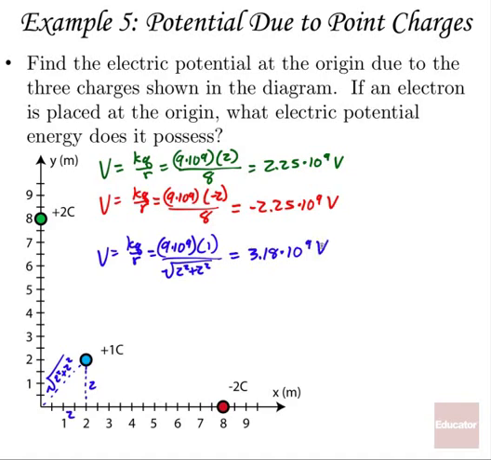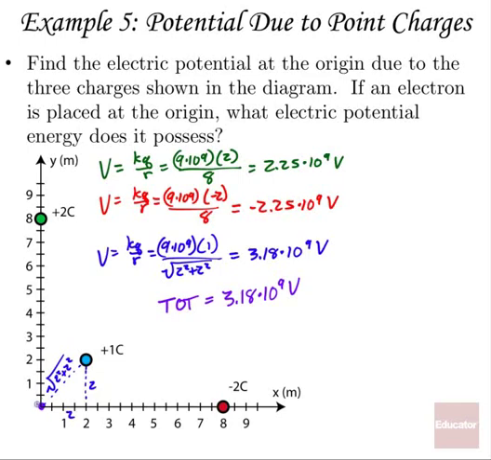Now to find the total potential here at the origin, we have to sum up the potentials due to each of those three charges. So the total is just going to be, well, 2.25 times 10 to the 9th plus negative 2.25 times 10 to the 9th. Those are going to cancel out. That's going to be 0. And all we're left with is this 3.18 times 10 to the 9th volts. So that's the potential due to those 3 point charges when you're here at the origin.